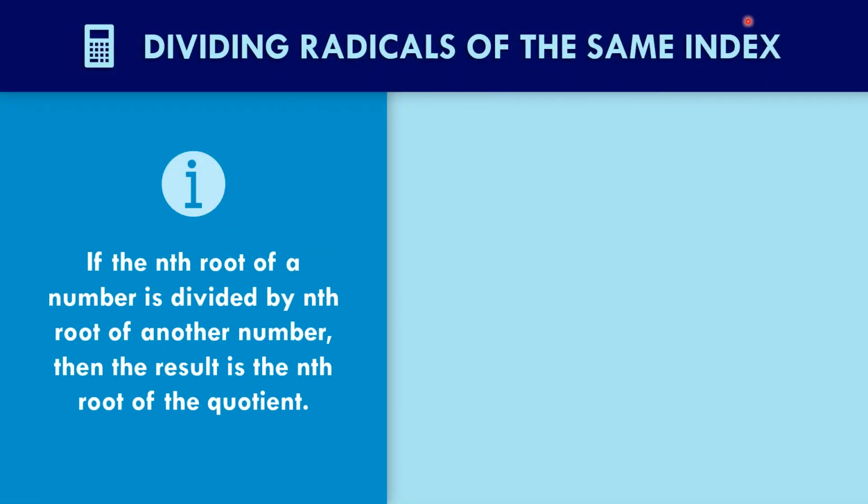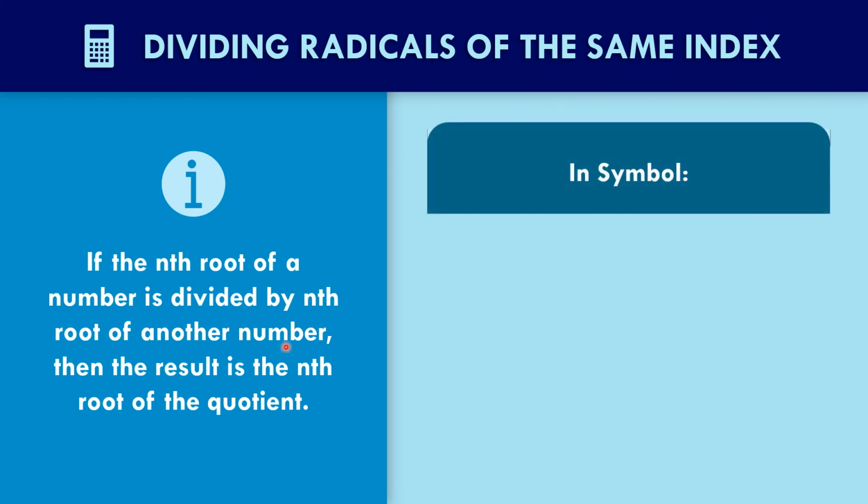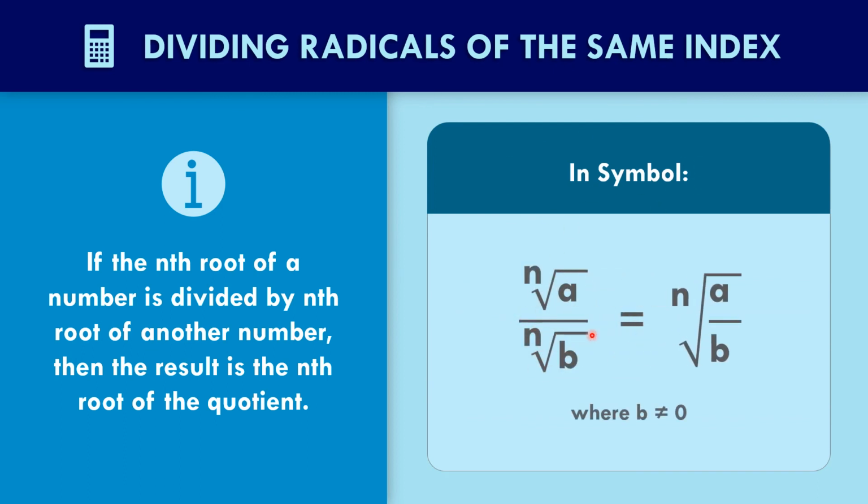In dividing radicals of the same index, if the nth root of a number is divided by the nth root of another number, in symbol, that is nth root of A all over nth root of B, the result is the nth root of the quotient. It means we have the same index, so the nth root of the quotient A over B, where B should not be equal to 0. Any number except 0.